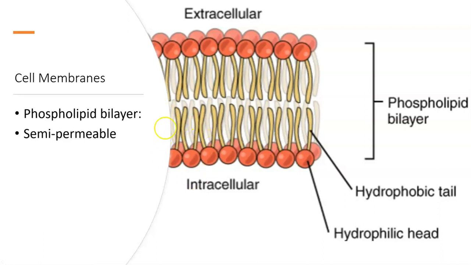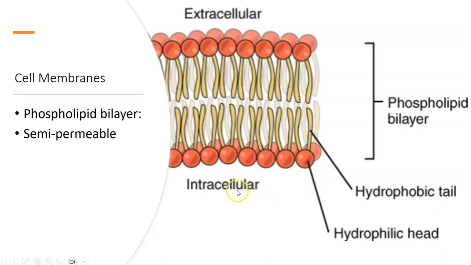Your cell membranes, you're going to be mostly focused on the phospholipid bilayer for this lecture. And you're going to want to remember that it is semi-permeable, and that it has a hydrophobic tail and a hydrophilic head. So hydrophilic, remember, philic means to love something. So it loves water, and hydrophobic means to fear water. So those tails are hiding from the water.